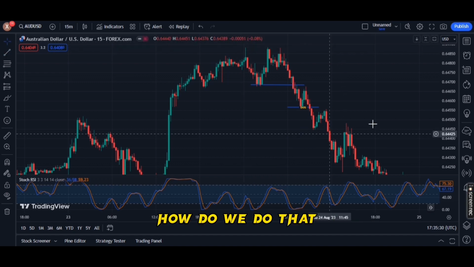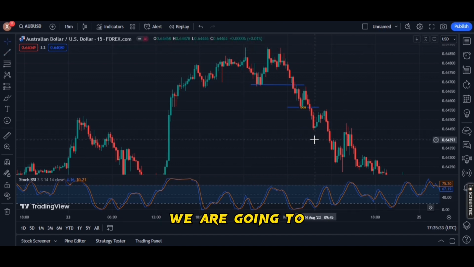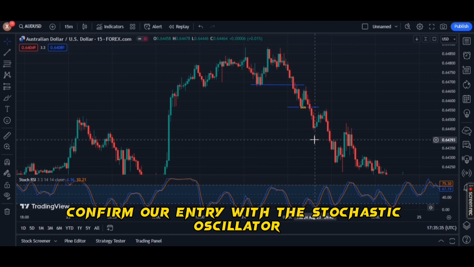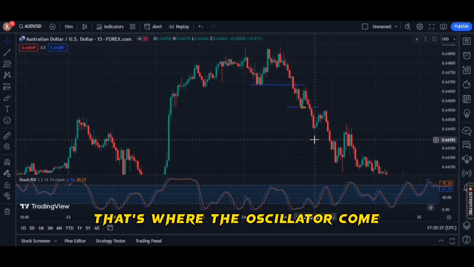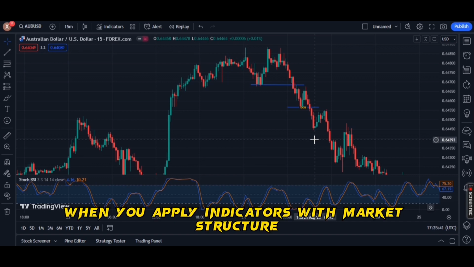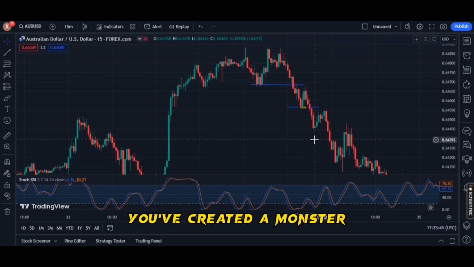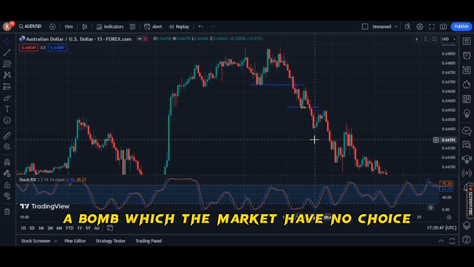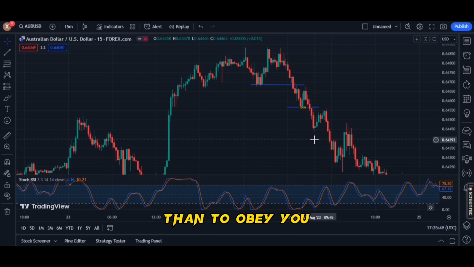How do we do that? We are going to confirm our entry with the stochastic oscillator. That's where the oscillator comes in, as I explained earlier. When you apply indicators with market structure, you've created a monster, a bomb, which the market has no choice but to obey. The market has no choice than to just give you free money. The market will be calling you, take this money, take this money. Let me show you guys how beautiful this is.